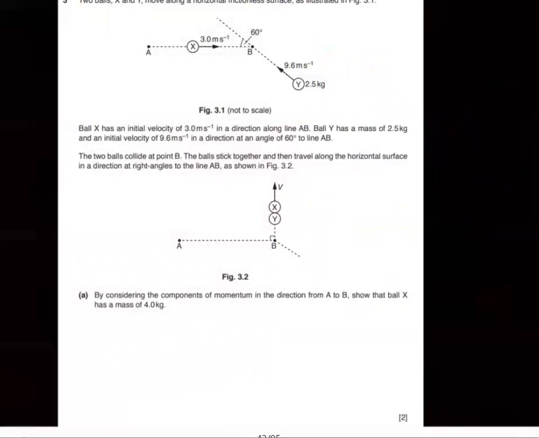Okay, now this is a very tricky question. That is of momentum. Ball X has a velocity of this in the direction of AB, but Y has a mass of this and a velocity of this in the direction of AB. So this is like projectile and momentum combined. If the two balls collide at point B, the balls stick together and travel along the horizontal path in the direction of this, and this is the path that they have taken. By considering the components in the direction of AB, show that the ball X has a mass of 4 kg.